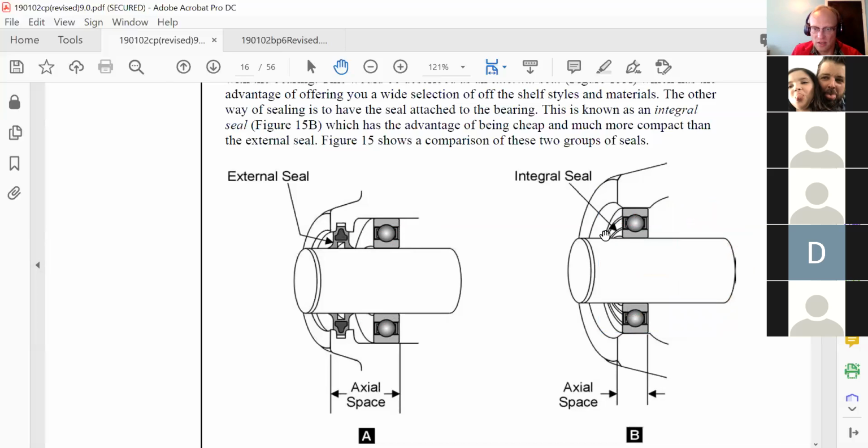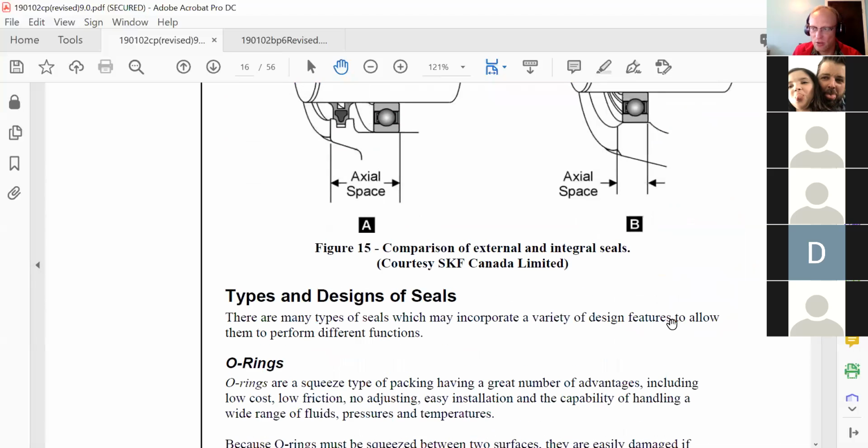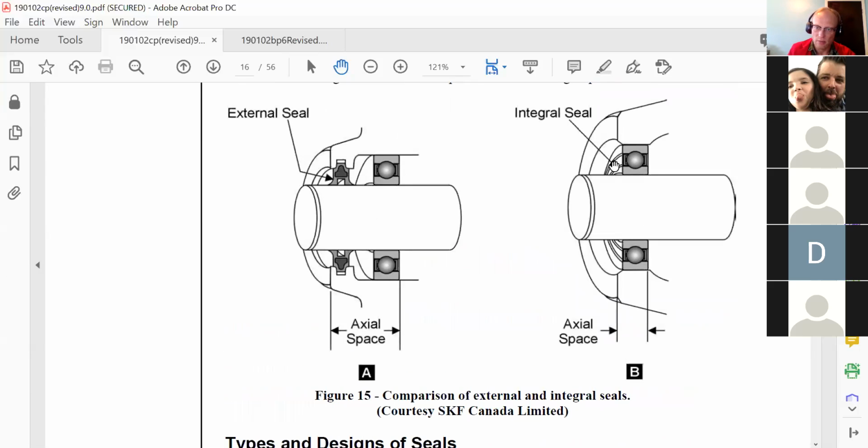Has anyone seen any of these recently? Seals, or bearings that have an integral seal? In my wife's wheel bearings on her car. I was going to say, lighter duty stuff, if somebody has a quad or a snowmobile, those typically have sealed bearings like this. Dirt bikes too, smaller power sports and stuff, those will have things like that. So you can see, trying to save space, okay?